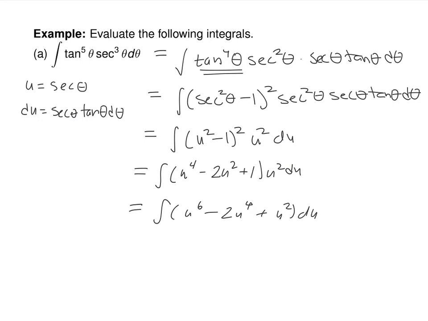Now let's antidifferentiate and plug our substitution back in just to save us some time. The antiderivative of u to the sixth is 1/7 u to the seventh, so 1/7 secant to the seventh theta, minus the antiderivative of u to the fourth is u to the fifth over 5, so minus 2/5 secant to the fifth theta, and then plus the antiderivative of u squared will be 1/3 u cubed, so 1/3 secant cubed theta plus c.